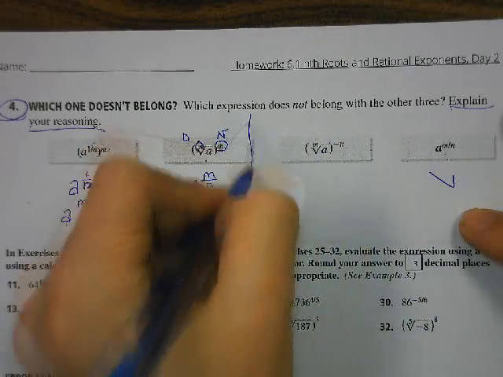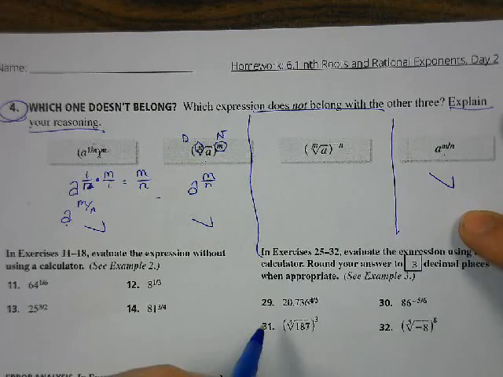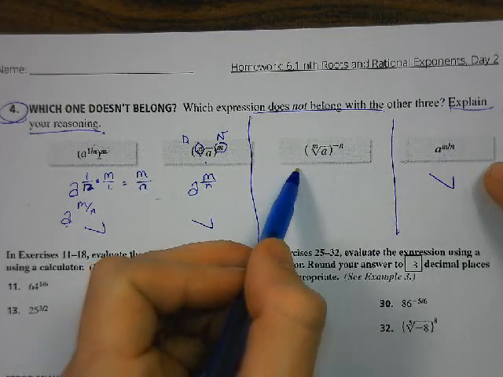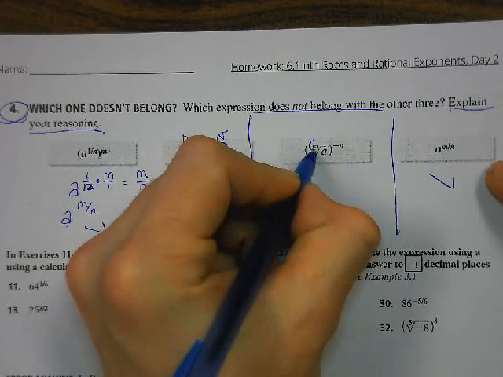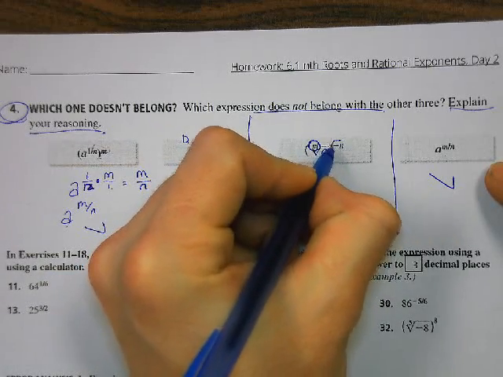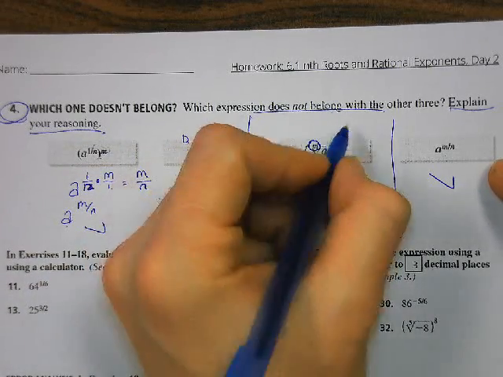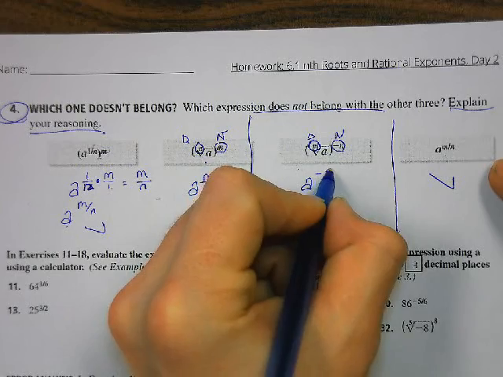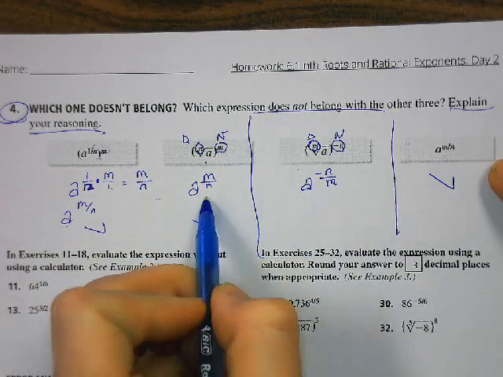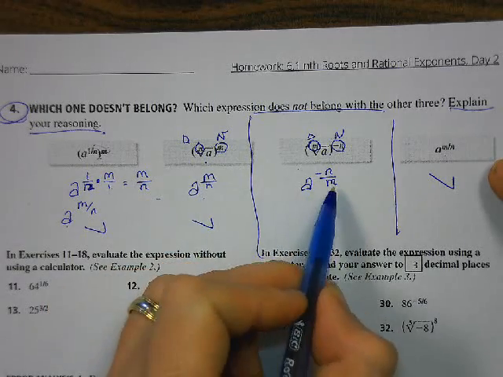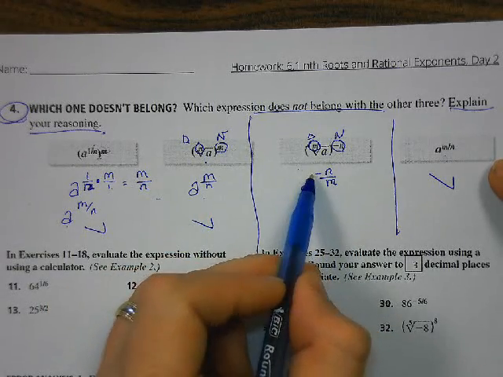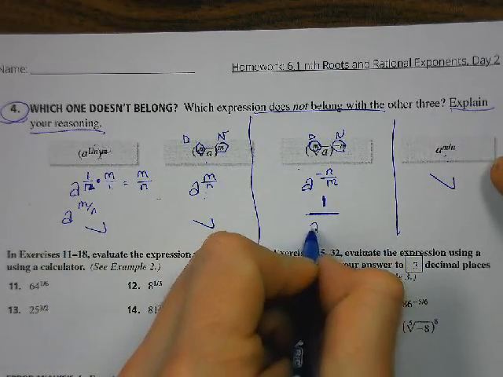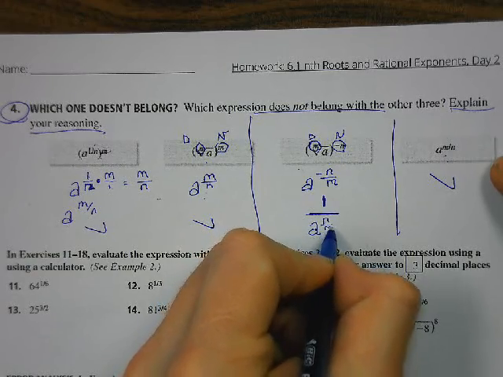We know now that this is the odd one out, and all we need to do is explain our reasoning behind it. There are two reasons that this is different. One, m is the root here, and negative n is the numerator. So a to the negative n over m. And you can already see that that's different. This is m over n, and this is n over m. But we also need to do something with this negative sign here. To do something with a negative sign, we're going to move it down to the denominator, the whole expression. A to the n over m is what that equals.